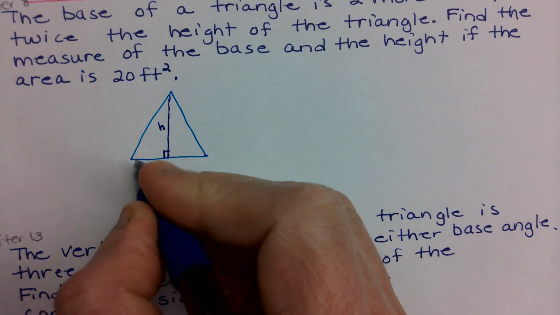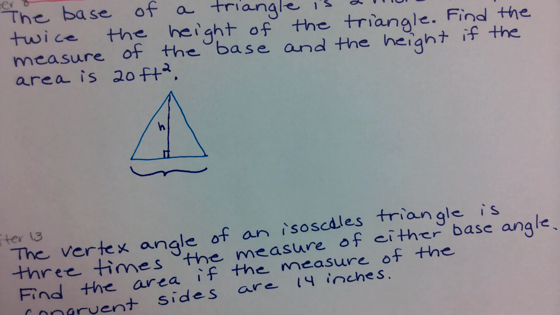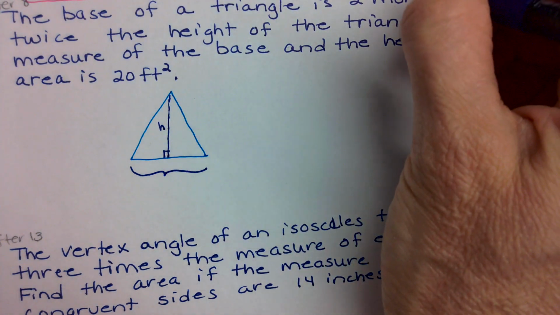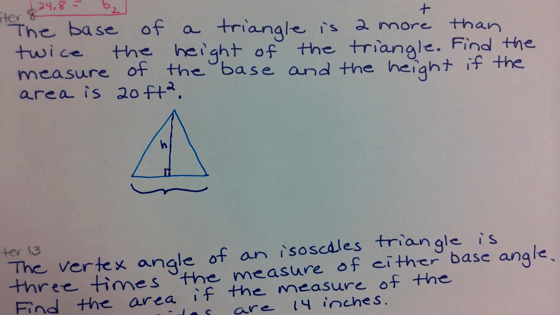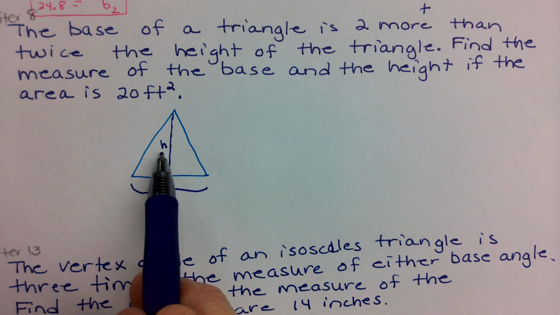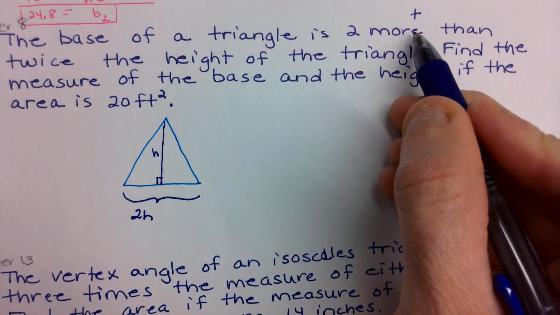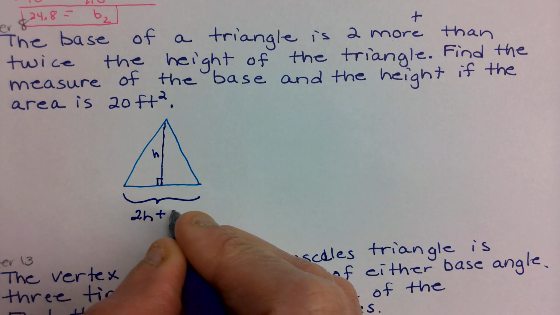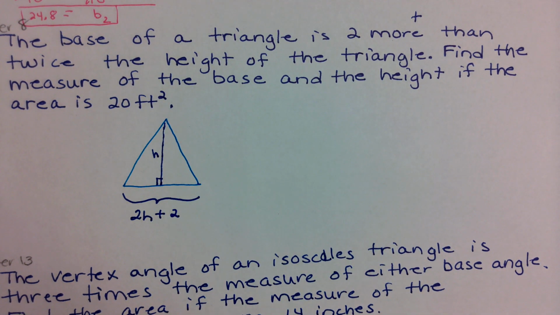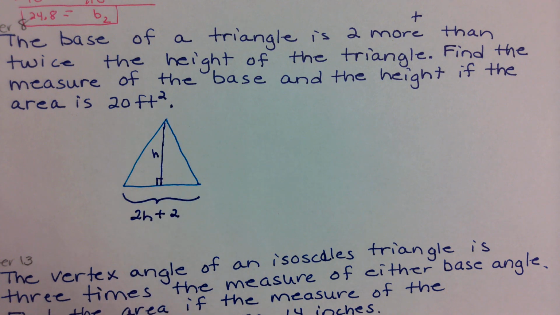And it says that the whole base right here is 2 more than, that's plus, than twice the height. So twice the height would be 2h, and it's 2 more than that, plus 2. Find the measure of the base, so the actual number, and the height if the area is 20.